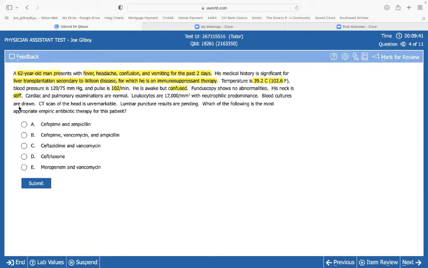So he's 62. He's got this fever and he's immunocompromised. You're like, yeah, Joe, he's got meningitis. Okay. So he's got a white count and he's got neutrophils. You're like, yeah, this looks bacterial, Joe. Blood cultures are drawn. Thank you. CT scan is normal. Of course, that was going to be. Lumbar puncture result. Of course, it's going to be. So you have nothing.